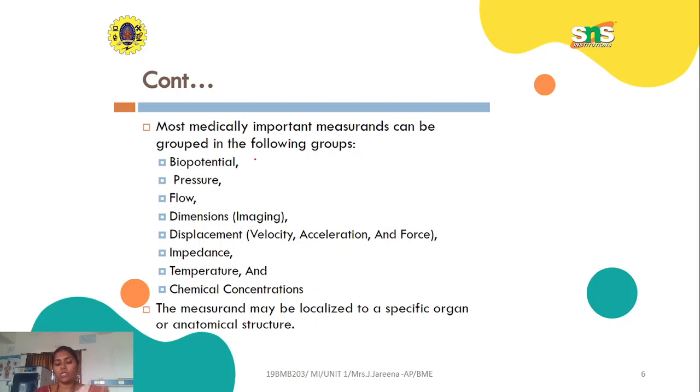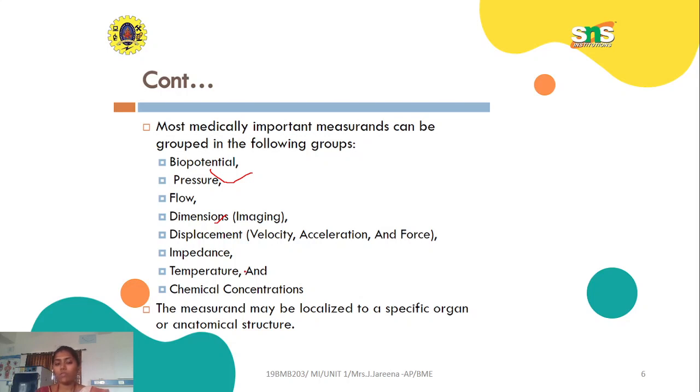So what could be the measurements, especially in biomedical signals? Here it is biopotential, pressure, flow, dimension. This is mainly important if you want visualization in the form of an image, or the displacement. It covers velocity, acceleration and force, and impedance. The impedance is nothing but resistance. Here we focus only on the skin, and then temperature, and last we have chemical concentration. So these are the things we will consider as measurements.